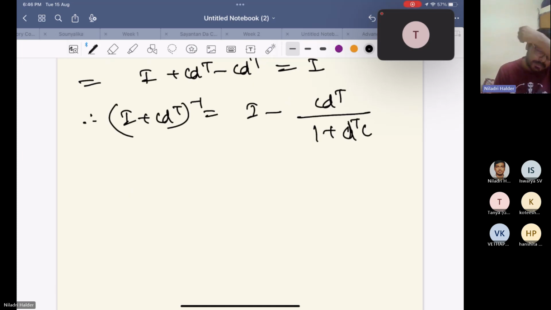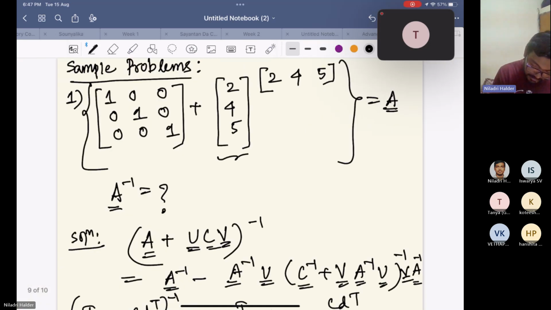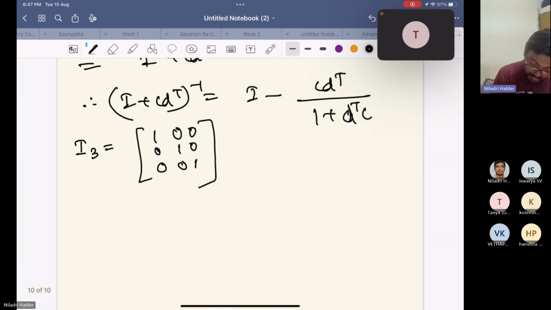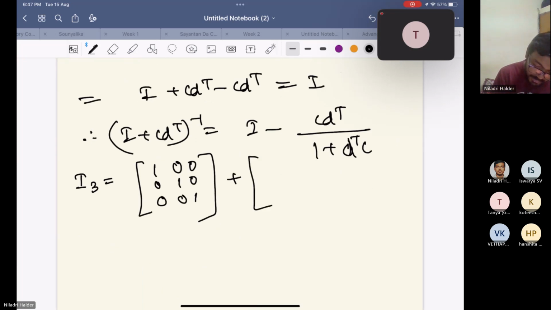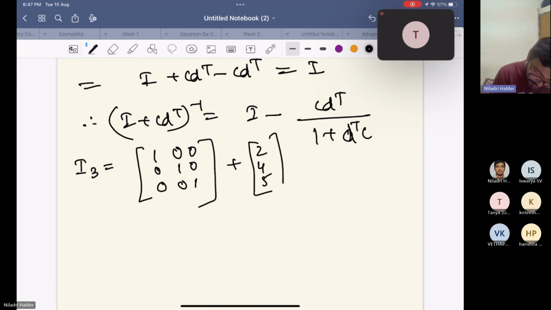So this matrix inversion is just by using the formula. Suppose I is I3 here: 1 0 0, 0 1 0, 0 0 1. Then this is C, and this is D transpose, that means C transpose, since both C and D are the same here. This plus 2 4 5, and 2 4 5.